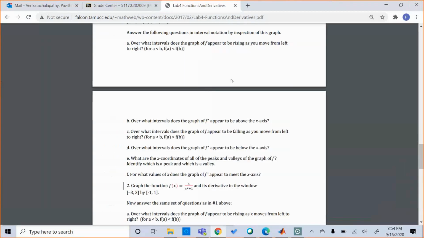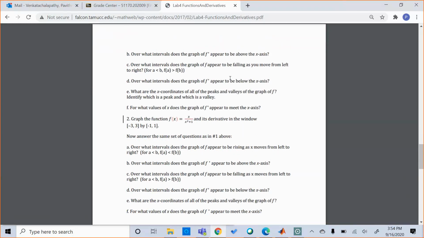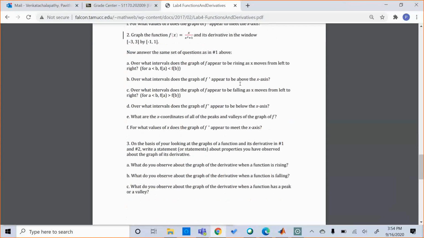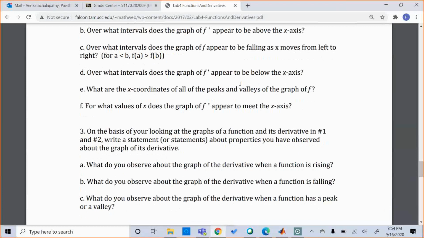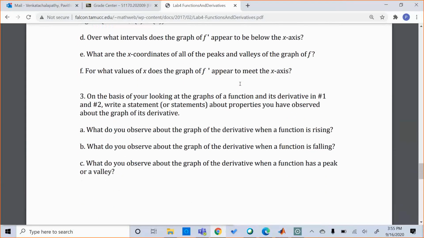So question 2 is also similar to question 1. Just change your f of x and your window and answer the questions mentioned below. The third one is based on question 1 and question 2. What do you infer from the graph which is plotted in question 1 and question 2? That's it. You will find a set of questions below question 3 also. All these are related to question 1 and question 2. Make sure you answer it properly.